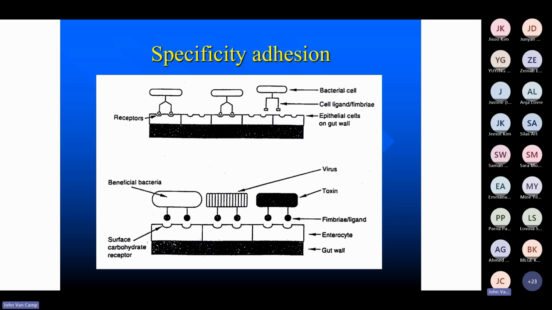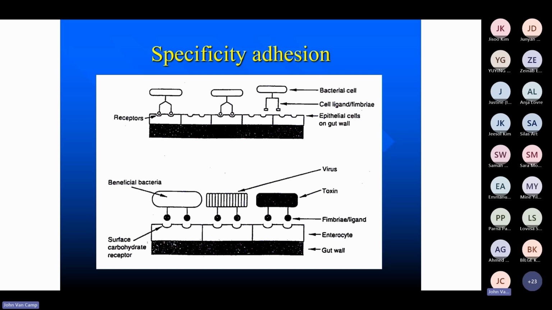This one can bind, but this one cannot, because these arms here, which we call the fimbriae or cell ligands, are actually not fitting into these receptors. So as a result of that, it will never attach, and it will just be flushed out the next time there is a removal of fecal material from the host. The second thing is the same.